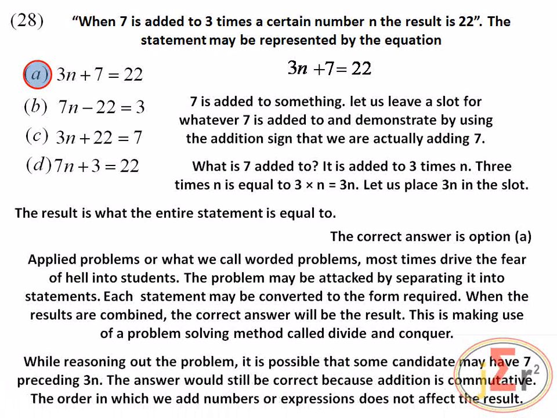While reasoning out the problem, it is possible that some candidate may have 7 preceding 3n. So they may put the 7 before the 3n. The answer would still be correct because addition is commutative. That is, the order in which we add numbers or expressions does not affect the result.